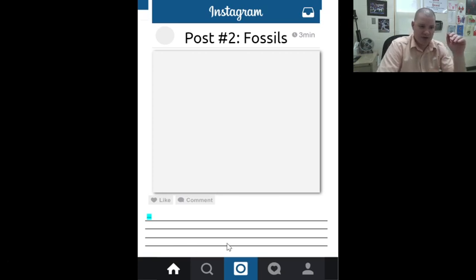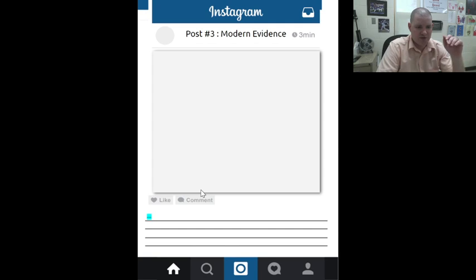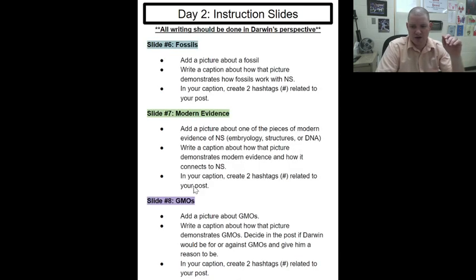So remember, in the big sections where the picture goes, down here where you got the little highlighted section is where your captions and stuff will go. So there's the one for fossils, there's the one for modern evidence. The last one will be about our GMOs, since those are our freshest thing on our mind. So you're going to add a picture dealing with something about our genetically modified organisms.